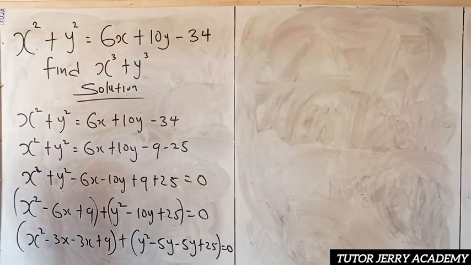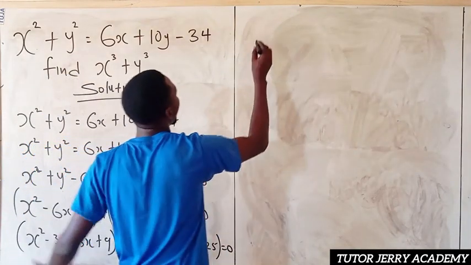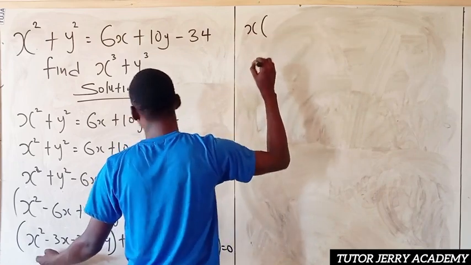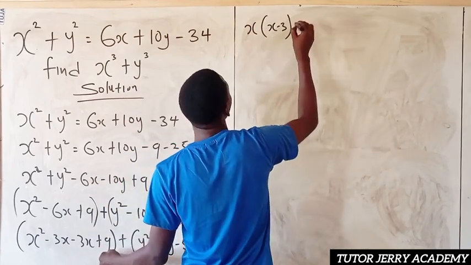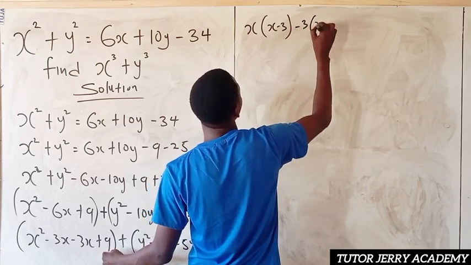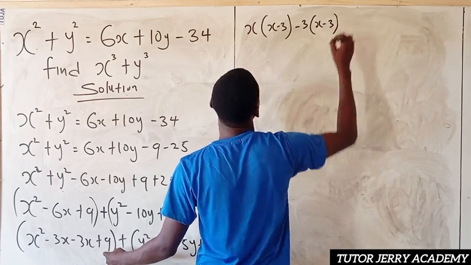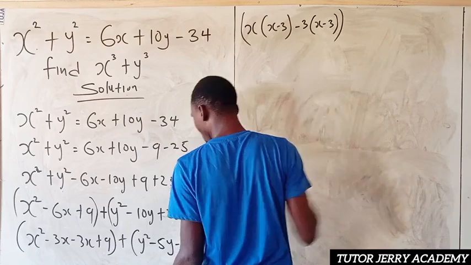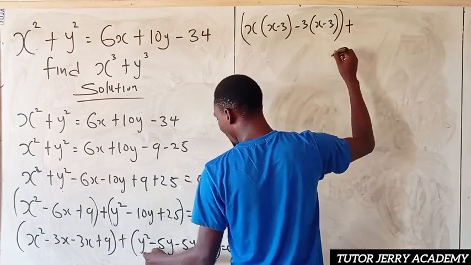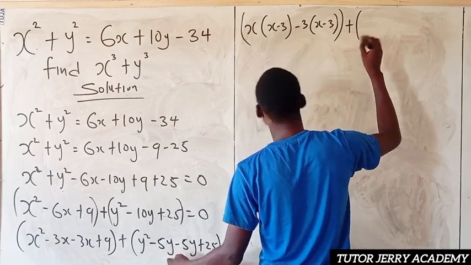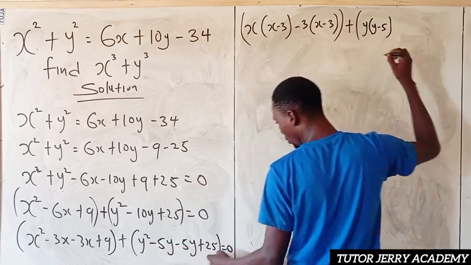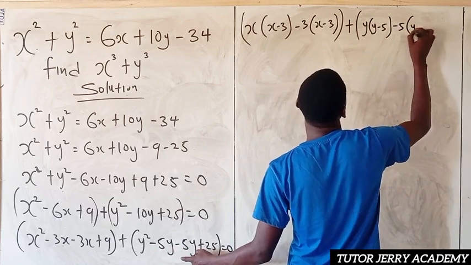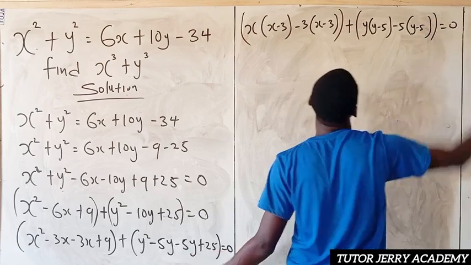Alright. So now if we group them, what is common here and here is x. So we are going to have x into, and we'll be left with x minus 3. Okay, so here and here, we factor out negative 3, and we are left with x minus 3. Alright, so let's put them in their brackets. Similarly with this, what is common here and here is y, so we'll be left with y minus 5. Here if we factor out negative 5, we are going to have y minus 5 and close your bracket, everything equal to 0.